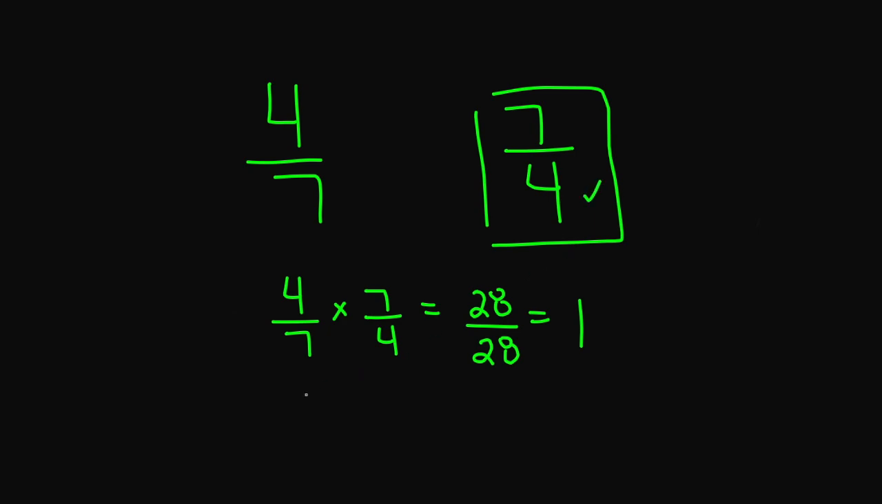Remember, when you are multiplying to check your work, you multiply your number times the reciprocal. It has to equal 1. What about negative 4? What is the reciprocal of negative 4? The reciprocal of negative 4 is going to be 1 over negative 4. This is your answer here.